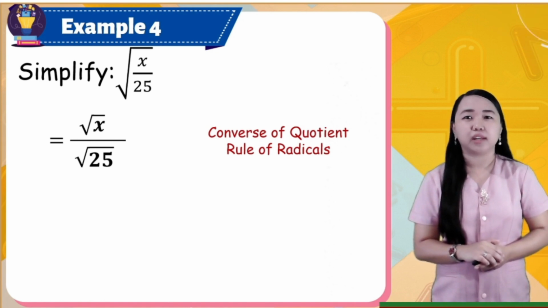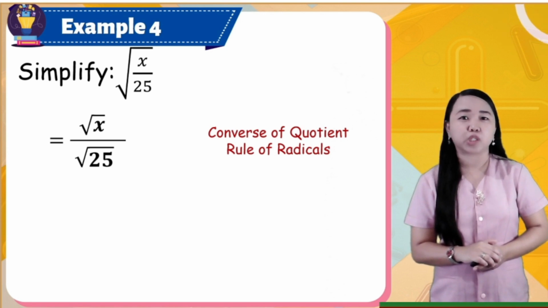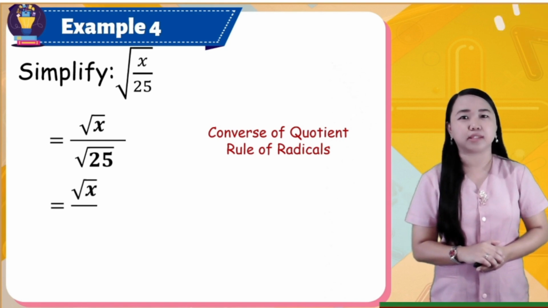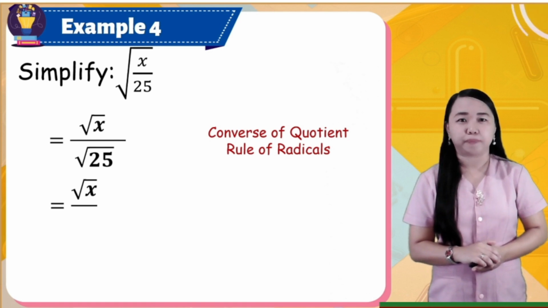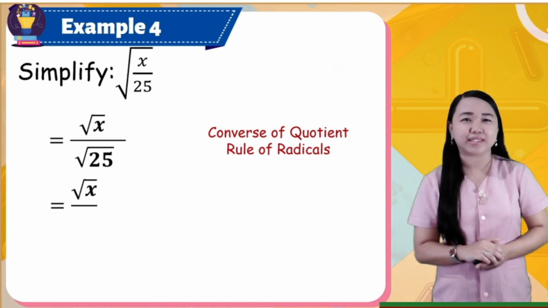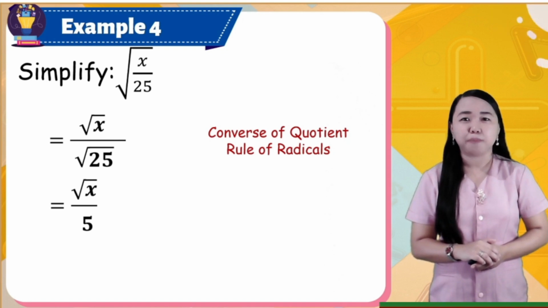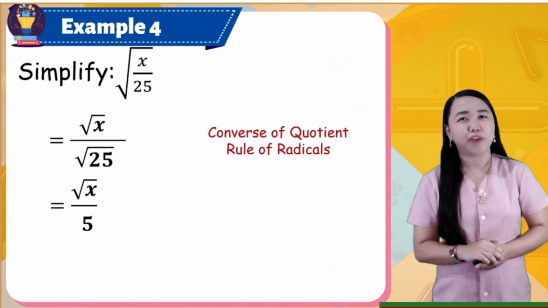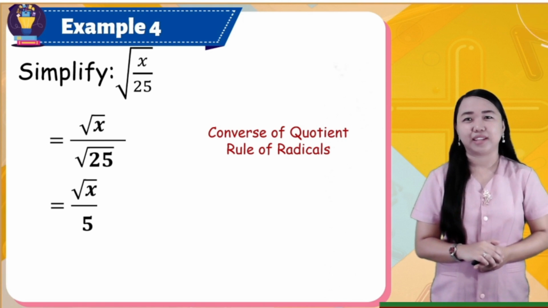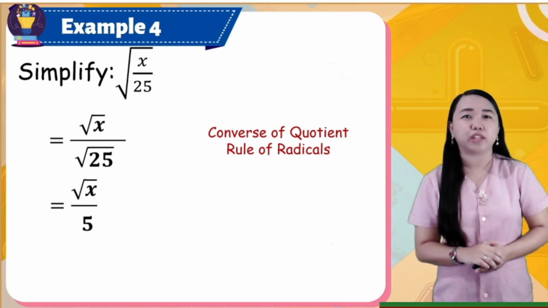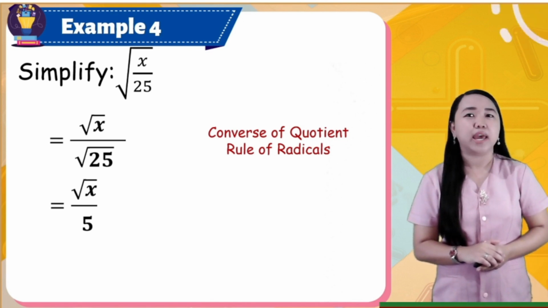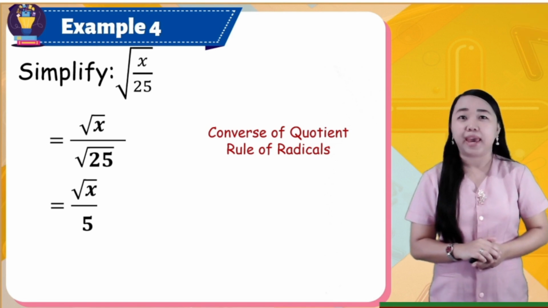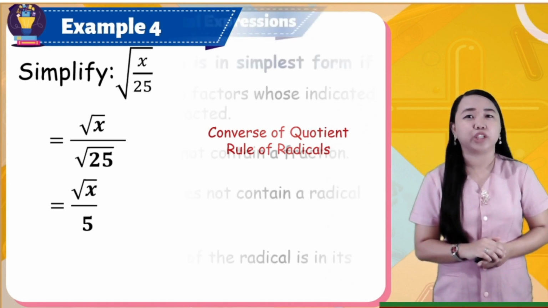In the numerator, the radicand x is not a perfect square and it has no perfect square factor. Thus, it remains. For the denominator, the radicand 25 is a perfect square and the square root of 25 is 5. Therefore, the simplified form is square root of x over 5. The radical expression in the numerator is allowed, but if the radical expression is in the denominator, it must be simplified further. Hence, this will lead us now to the third condition.